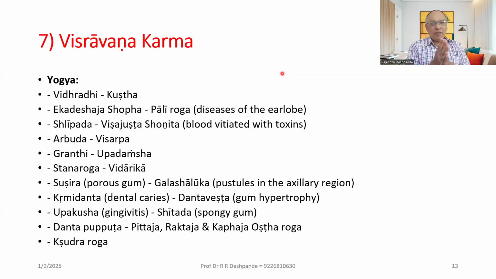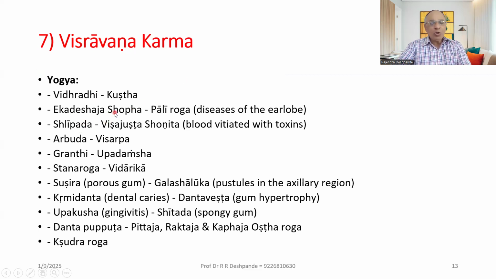So Yogya, optimal or the proper person or the proper disease. Selection is very important. Which type of the karma that we have to follow depends on the indication. So number one is Vidradhi, like abscess. In abscess, we do the incision and drainage. That drainage word is like a Visravana. Then Kushta, different types of skin problems.